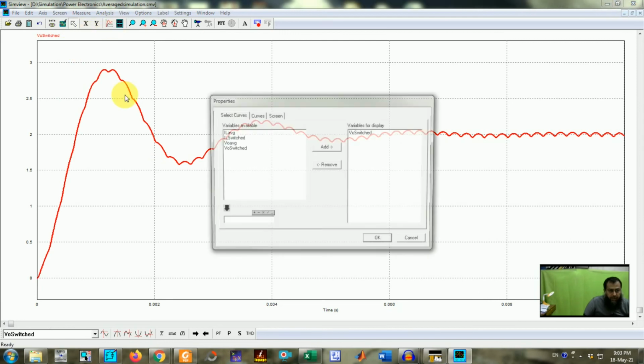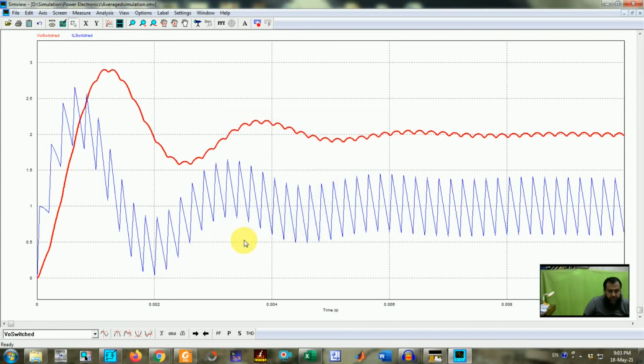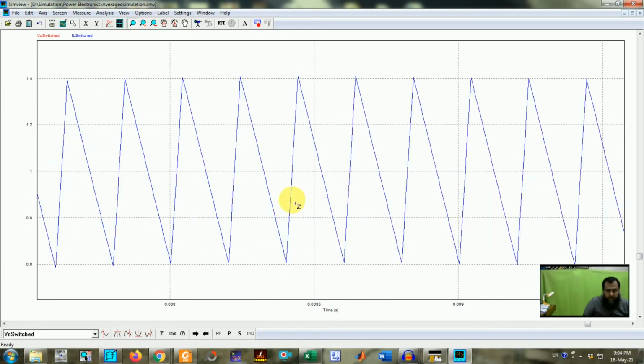About the inductor current, the IL switched is something like this one. So you can see here that it provides us good information of the transient part as well as the steady state part. And using this whole scenario, I can get a very good inductor current waveform, which gives us a cycle to cycle variation in the system.